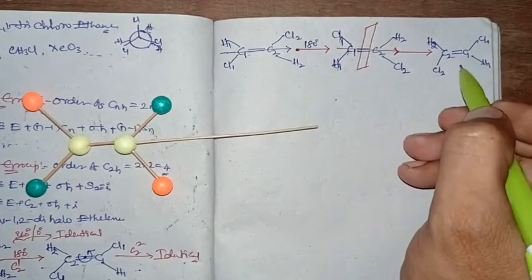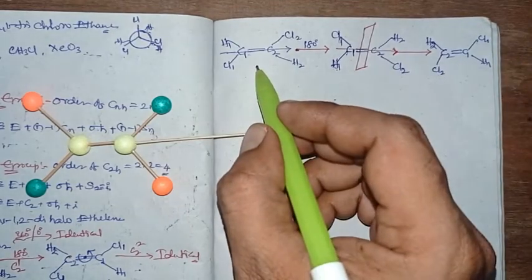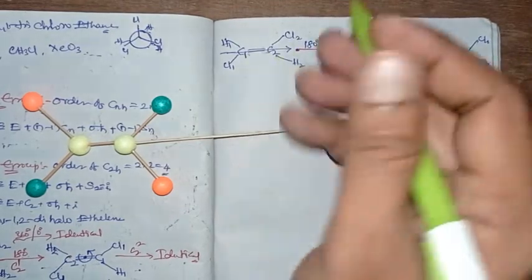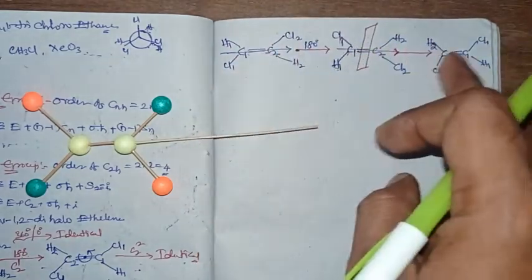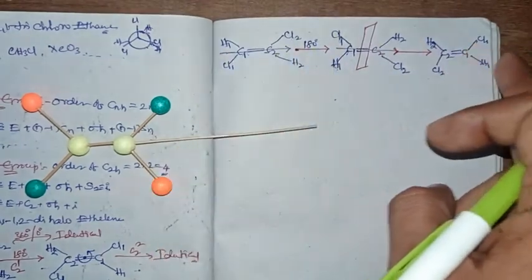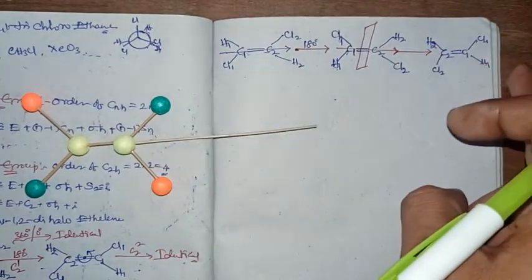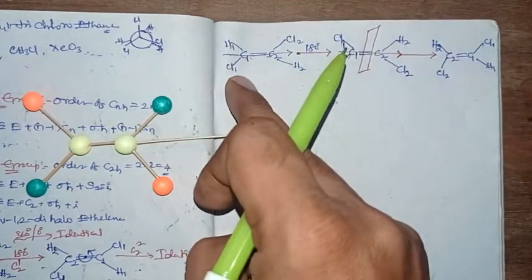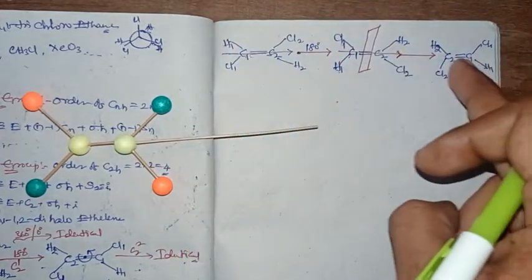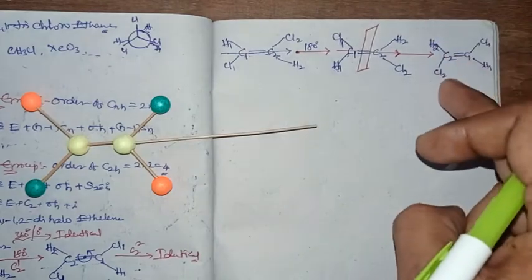So this is the configuration when we compare with the original, right? The original is a planar molecule, and this is also a planar molecule. Two middle carbons, a left side carbon and a right side carbon. For the left side carbon, hydrogen is above and chlorine is below.